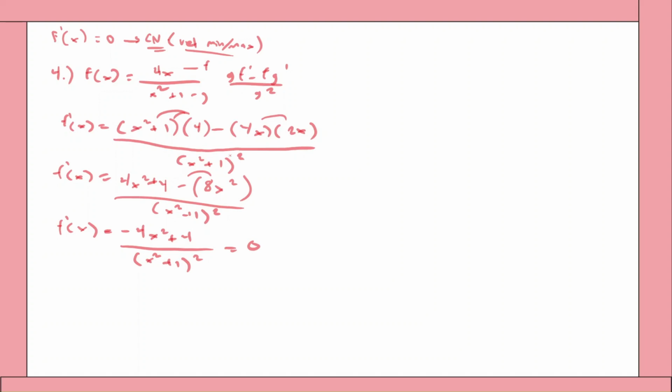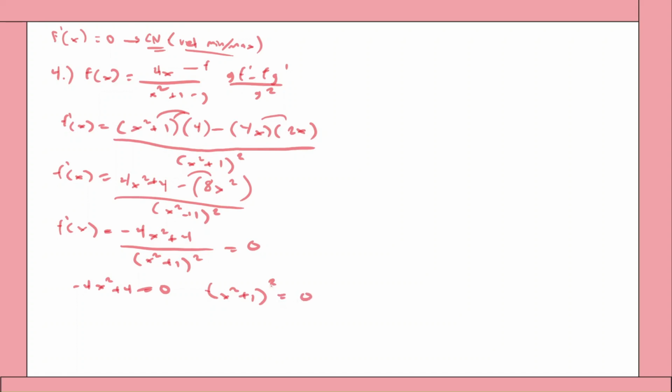But you might be asking, how do we set this equal to 0? Well, usually what teachers will ask you to do is set the top part of the fraction and the bottom part of the fraction both equal to 0. And that's just how you want to do it. So for the first one, you would have negative 4x squared plus 4 equals 0. And for this one, you would have x squared plus 1 squared equals 0.